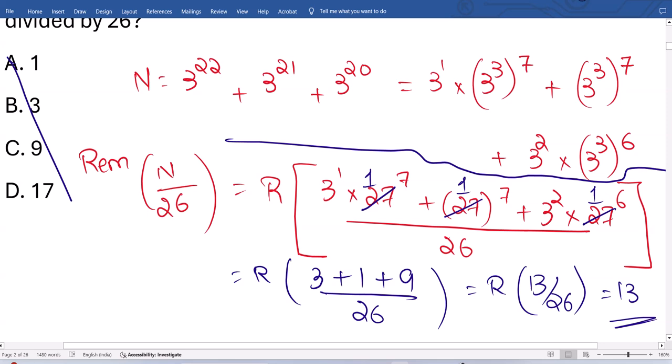Can you divide 5 with 7? 5 is less than 7. When 5 is divided by 7, what is the remainder? 5. The numerator is less than the denominator, so the remainder is the same as the numerator. I cannot divide 13 with 26.